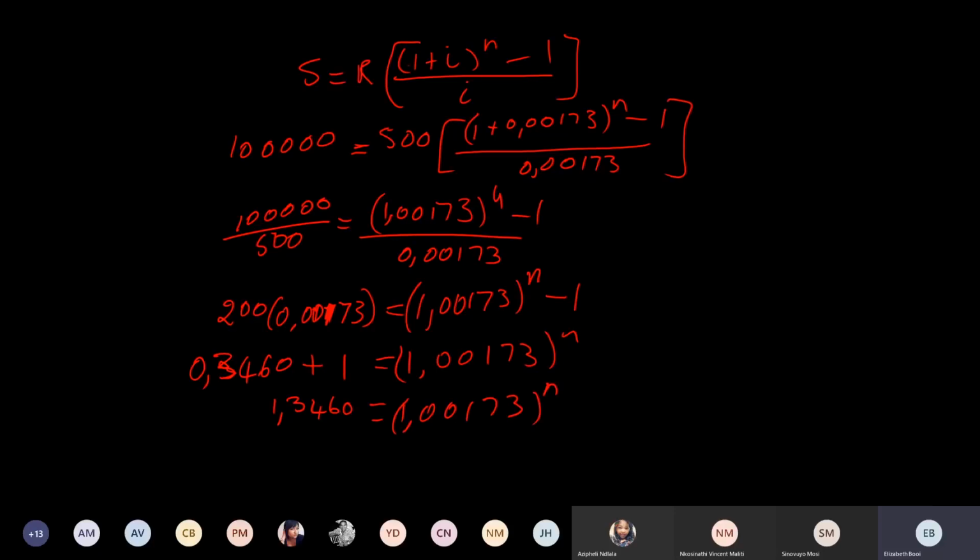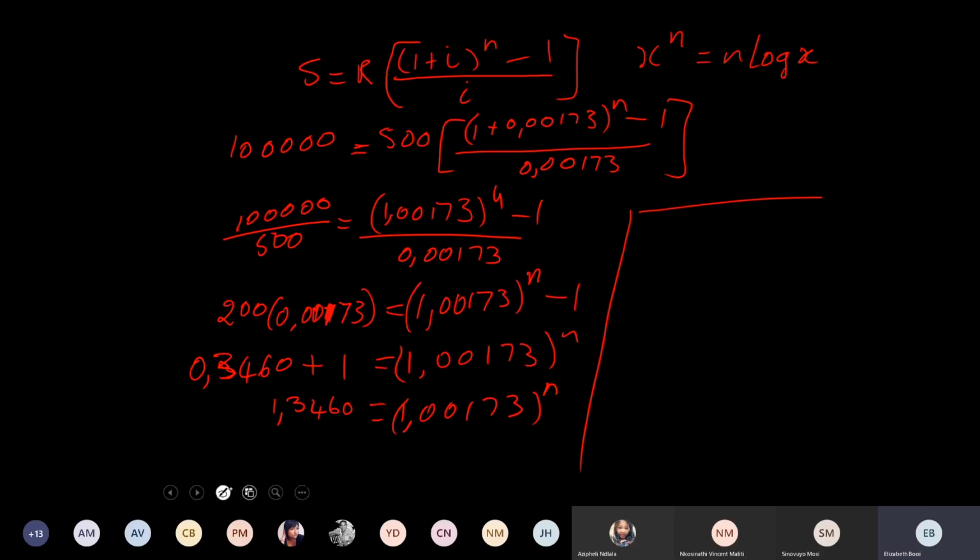Now, if we apply the logarithm, the law of logarithm says that x to the power of n is the same as n log x, and that's what I'm going to be doing. So I'm going to apply the log there on the final answer.